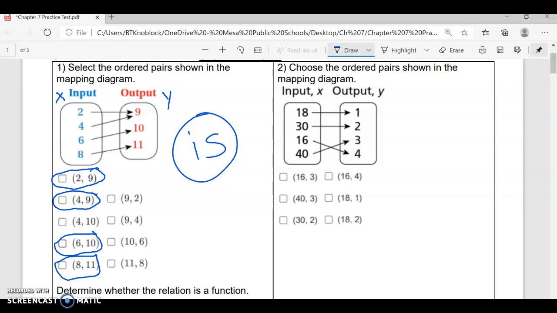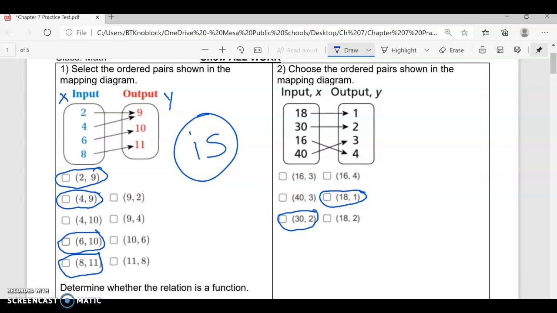Number 2. 18 goes to 1. So (18, 1). 32. 16 goes to 4. And 40 goes to 3. So those are the ordered pairs. And then if you look, each input only has one output. So that one is also a function.